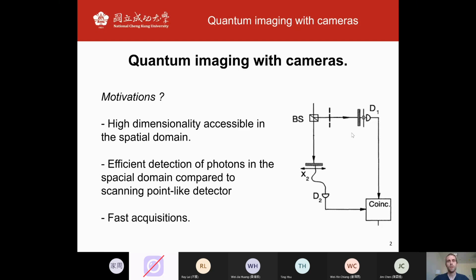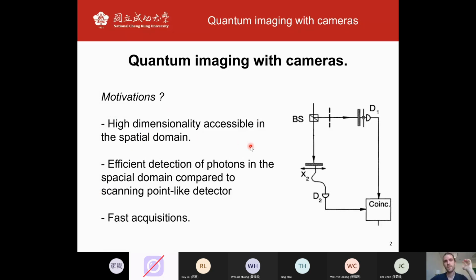So the problem in this context is that if you want to do quantum imaging, I'm going to try to convince you, and certainly that's what I've been doing in the past, that we actually want to use cameras. It seems obvious, but those cameras need to be available. We want to use a camera to perform the measurement, because we want to access this high dimensionality.